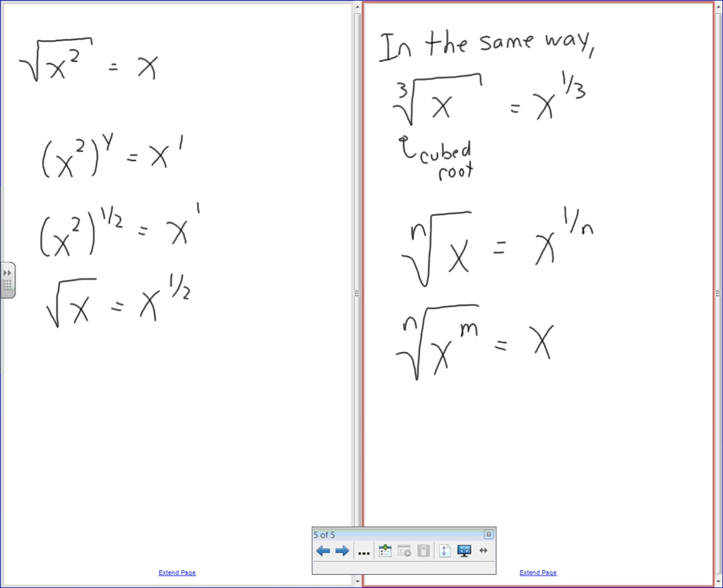The nth root of x to the m. Oh, here comes the fun part. What is the nth root of x to the m going to be in exponential form? Well, we already said the nth root was 1 over n, right? So x to the m over n.